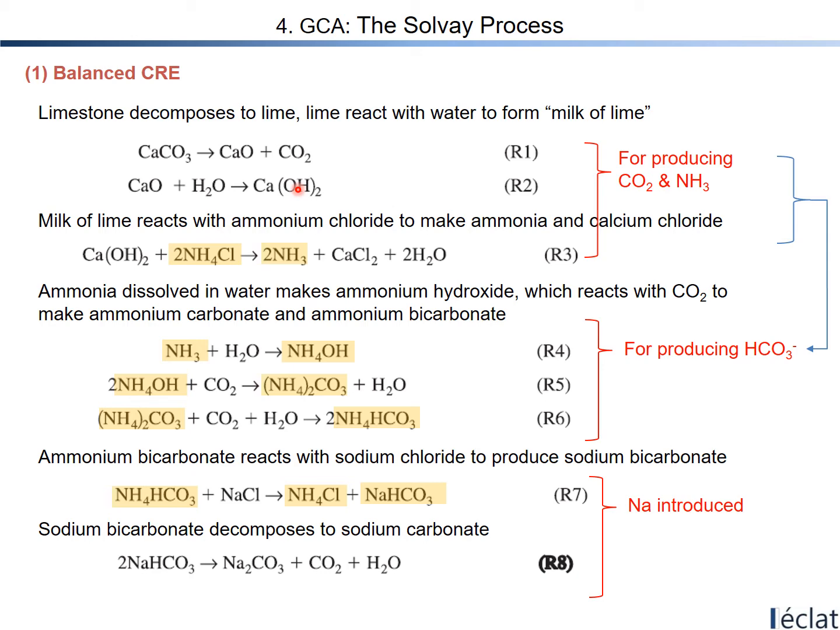I'd like to group them into 3 different categories. In the first group of reactions, I'll try to make carbon dioxide and ammonia. Those two materials are used for making bicarbonate in the second group of reactions. And then finally, in the third group of reactions, this bicarbonate is combined with sodium chloride, and then finally we could get the sodium carbonate, the same product as the Leblanc process.